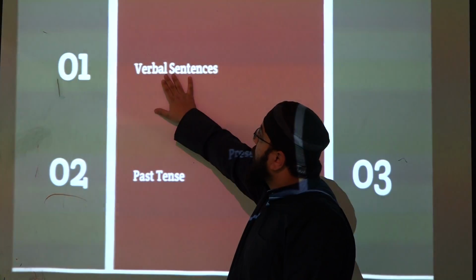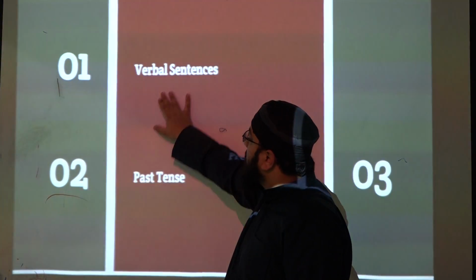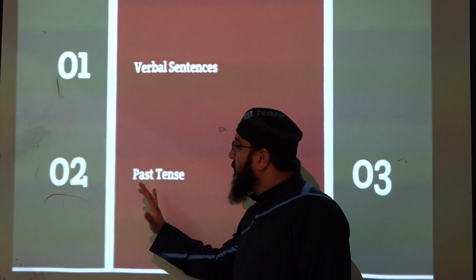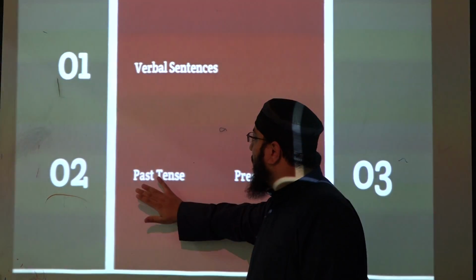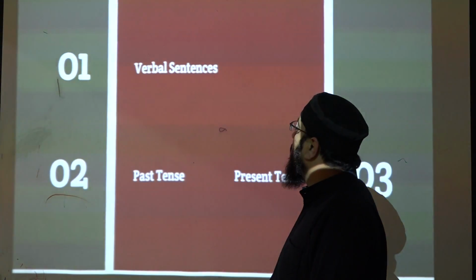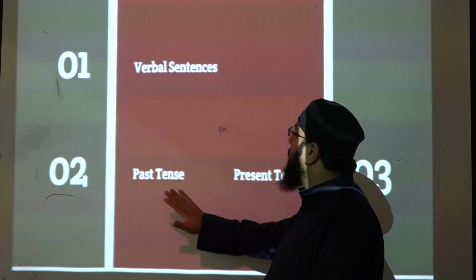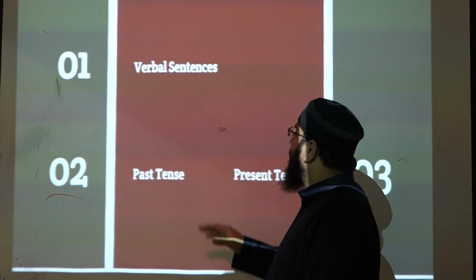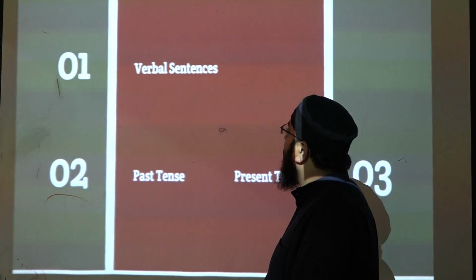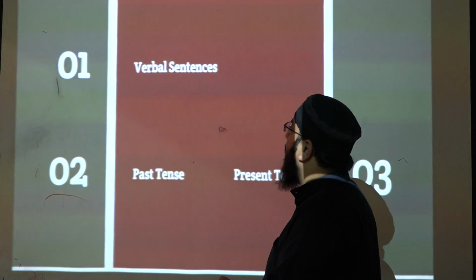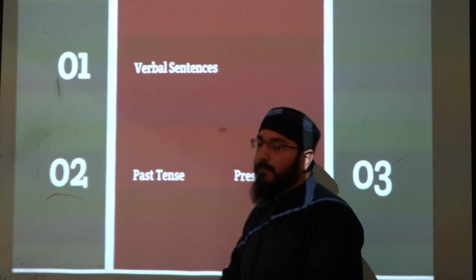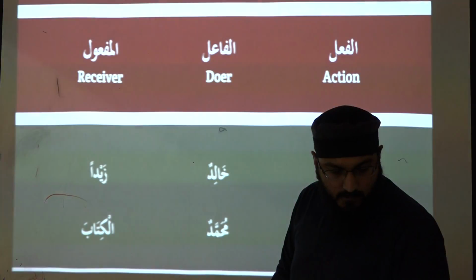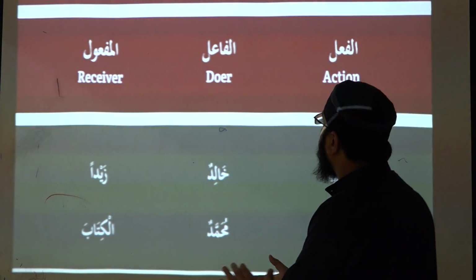After we go past the verbal sentences, we're going to be talking about 2 big subjects that we have, past tense and present tense. And unfortunately for you guys, these are both charts that you will have to memorize. So, inshallah, we'll look forward to that as the class goes on today. Okay. So let's start with verbal sentences.